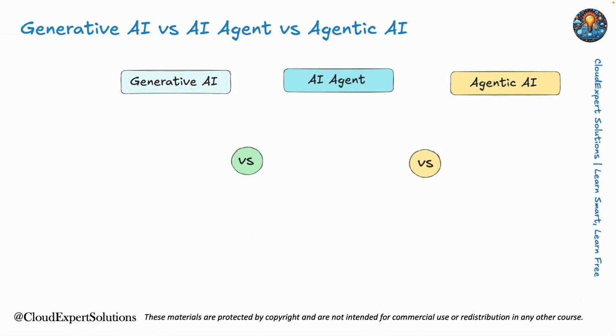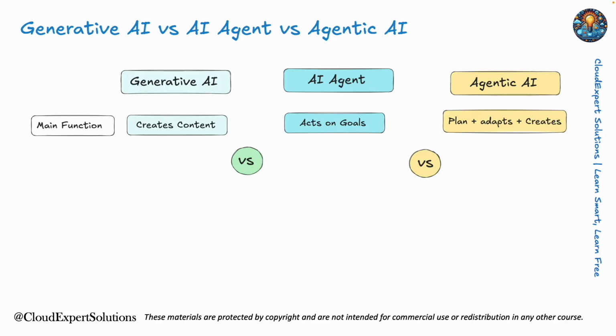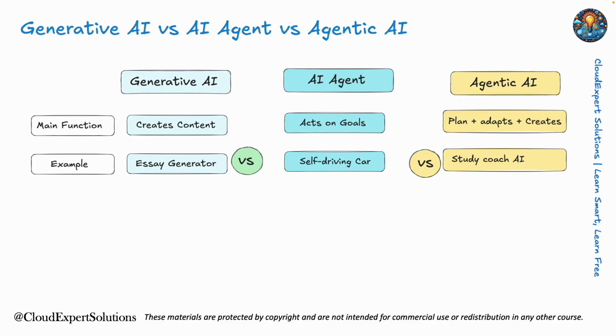To summarize, let's compare generative AI, AI agent, and agentic AI side by side. Generative AI creates content, an AI agent takes action, and agentic AI can plan, adapt, and combines both. As an example, when you are requesting ChatGPT to generate an essay for you, this is generative AI. Self-driving cars are AI agents. And when you are requesting an AI agent to create a plan for your AWS certification, that is agentic AI.